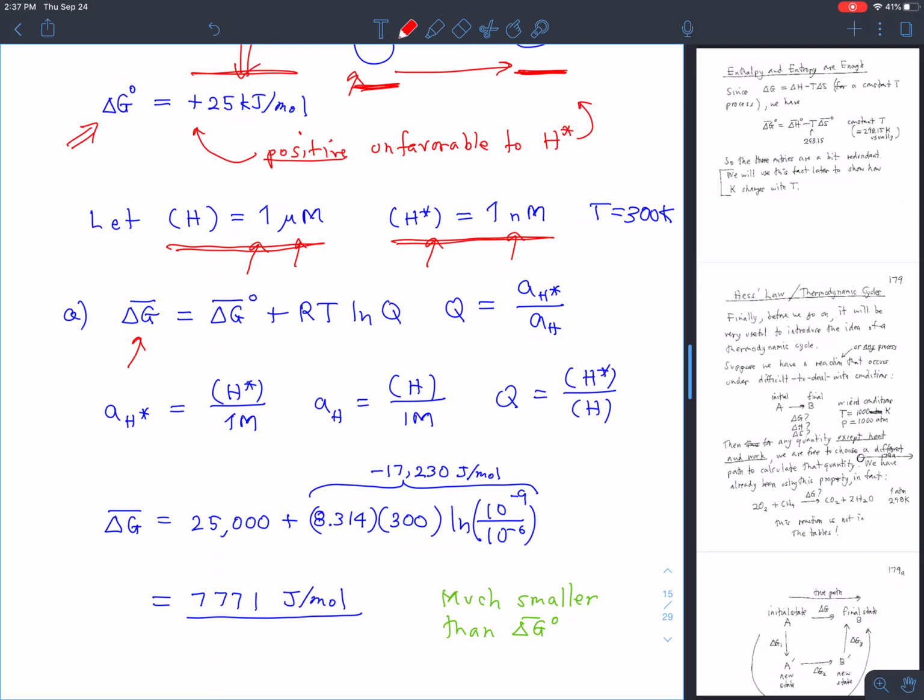So we're not allowing things to go to equilibrium. We don't know whether we're at equilibrium or not. If we get a 0 here, then we are at equilibrium. If we get something that's not 0, then we're not at equilibrium. We're going to just do the calculation and see what we get.